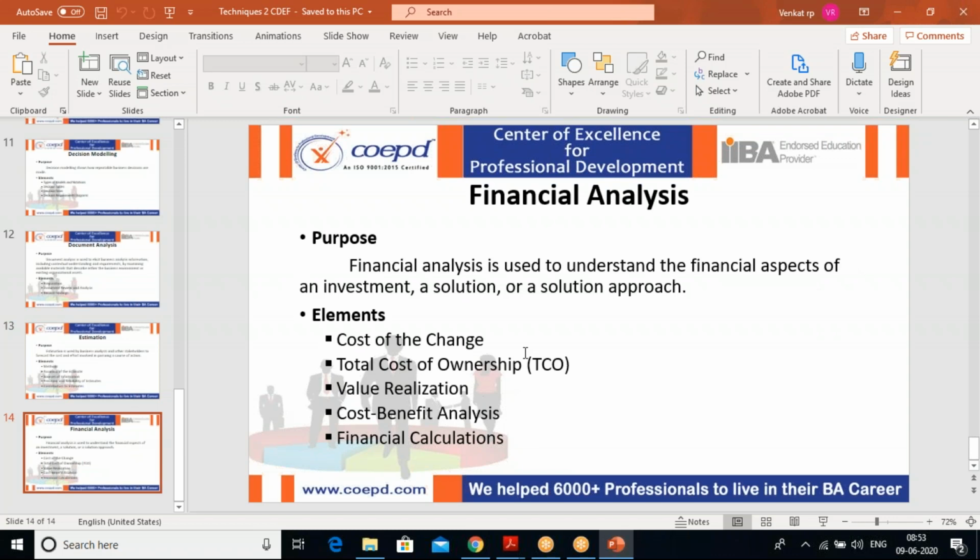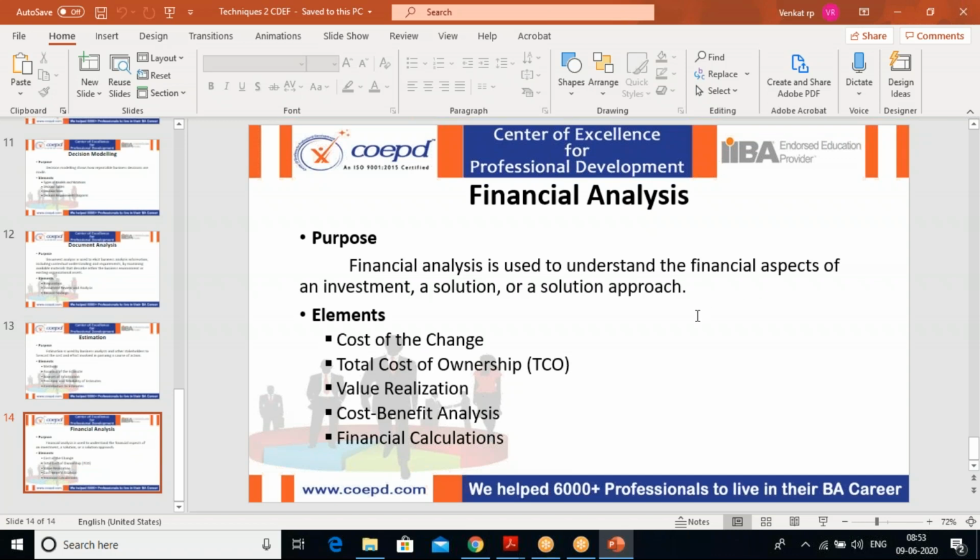Next, financial analysis. To take up any initiative, we need to understand the investment, the solution, and the solution approach. For that we need to understand the cost of the change, total cost of ownership, value realization, cost benefit analysis, and financial calculations. Generally, most of the time a BA will not do financial analysis, but it is better to have an idea about it.